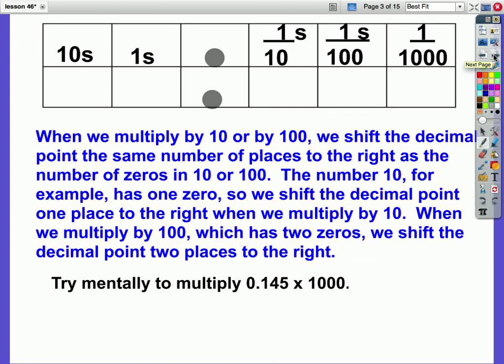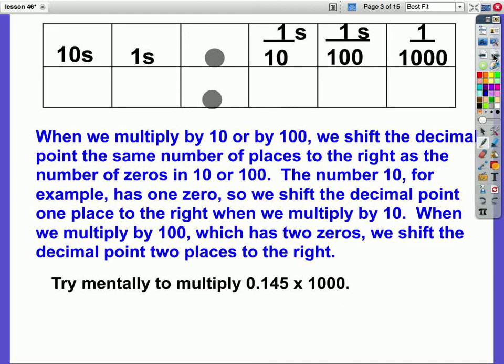Now, when we multiply by 10 or by 100, we shift the decimal point the same number of places to the right as the number of zeros in 10 or 100. So the number 10, for example, has 1 zero, so we shift the decimal point one place to the right when we multiply by 10. When we multiply by 100, which has 2 zeros, we shift the decimal point 2 places to the right.